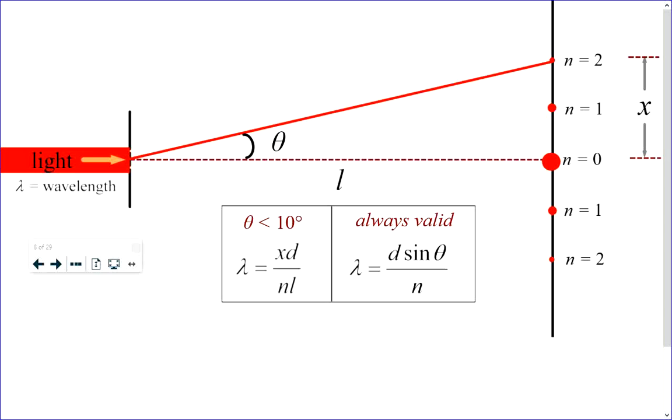And d is the distance between the openings. D is not the size of the opening. That could be important at times. D is how far apart they are. Okay.